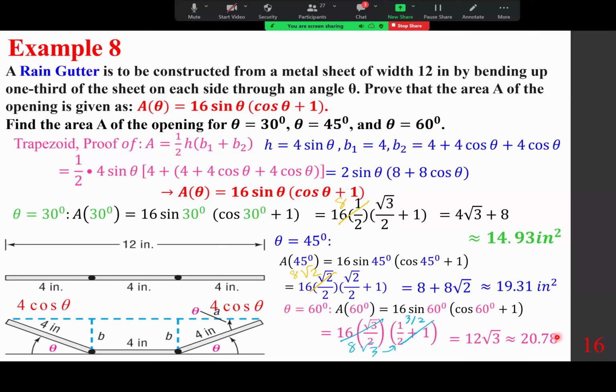Same units of the area. It's important to know it's the same units of the area. Anytime you're dealing with a word problem and units are given, you have to give it back with proper units.